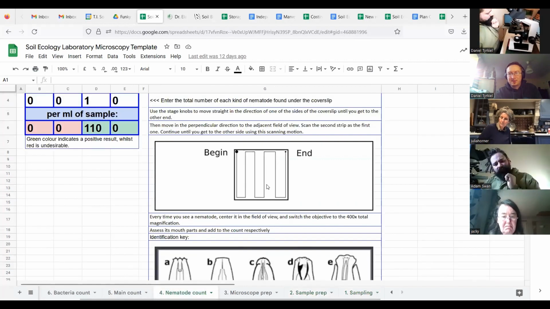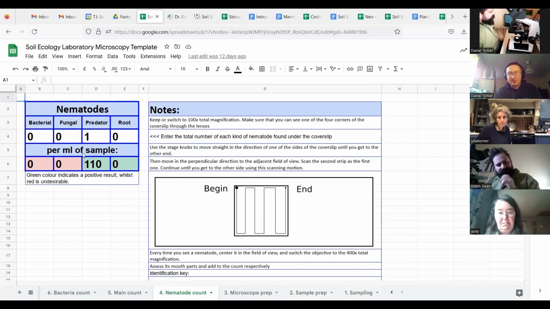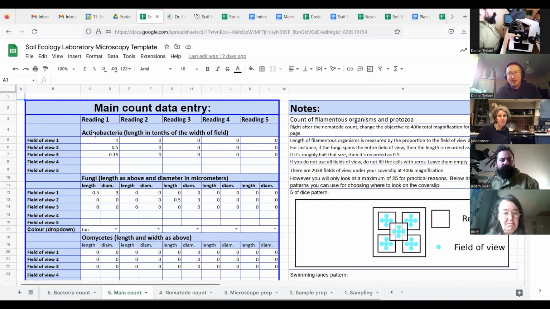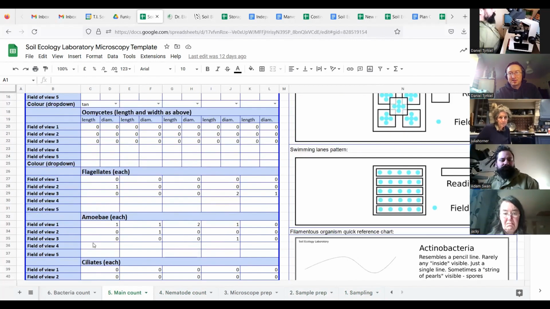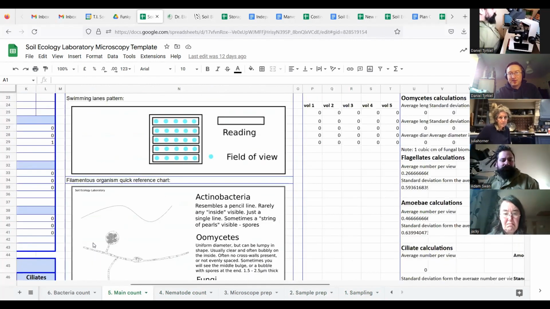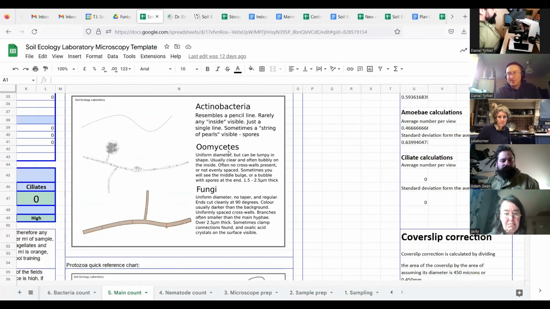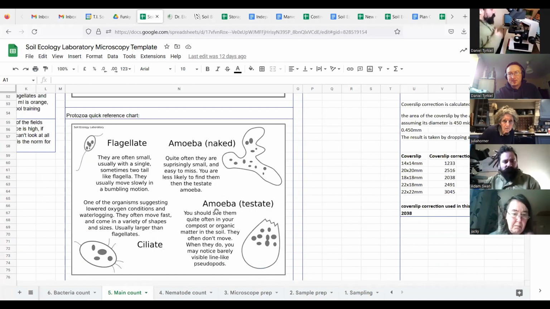So what Adam was referring to, first we did the nematode count. This is the pattern that we've used to look at the nematodes. We've put the nematode value into the window here, and the main count is where we count actinobacteria, fungi, oomycetes, or the fungi that we believe are not good. And I'm going to mention why in a second. And then flagellates, amoebae, and ciliates. That's the main count. And again, we keep a key of general morphology, both for filamentous organisms and for the protozoa. So I'm going to stop sharing now, and over to you, Adam.